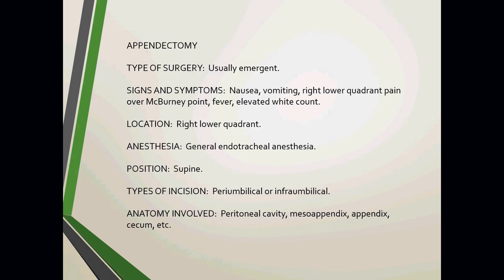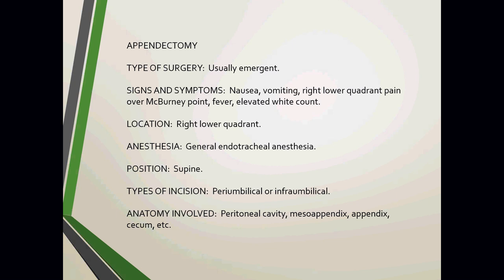And this is the appendectomy. It's usually emergent, and that is nausea, vomiting, right lower quadrant pain over McBurney point. That's an eponym. So if it's McBurney's with no noun, it's apostrophe S. If the point comes after, there's no apostrophe S. Fever, elevated white count, right lower quadrant, and again that's going to be general anesthesia.